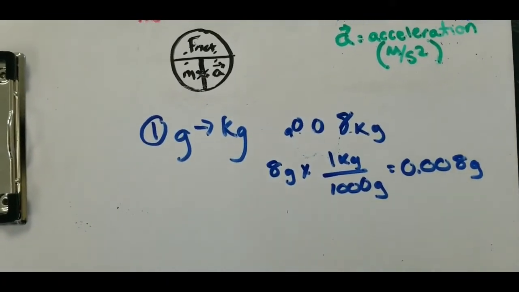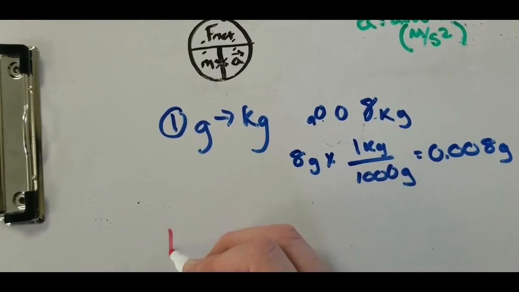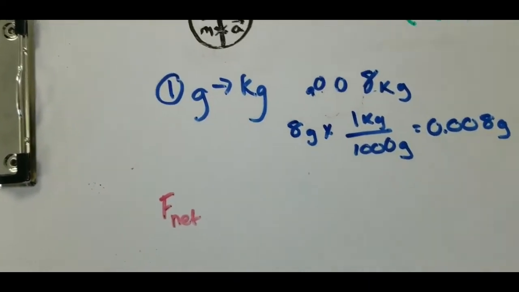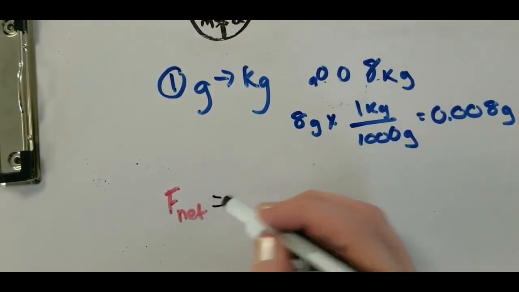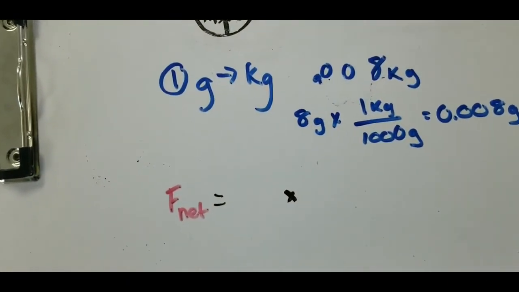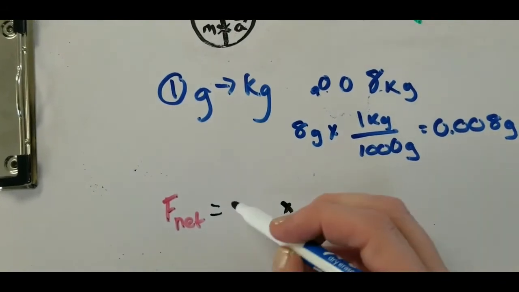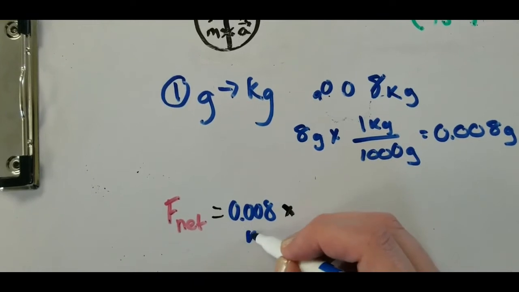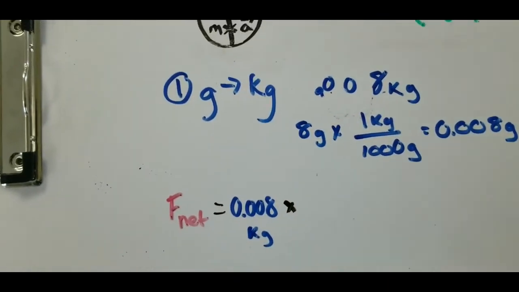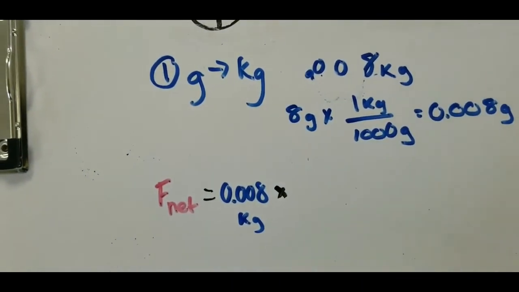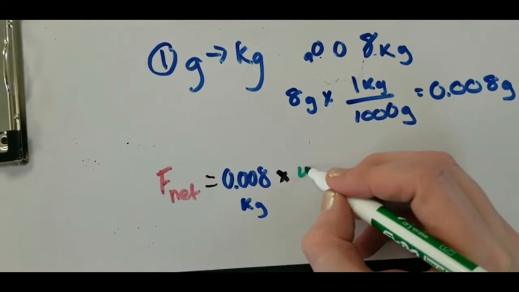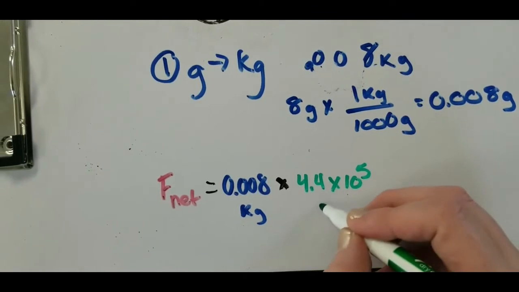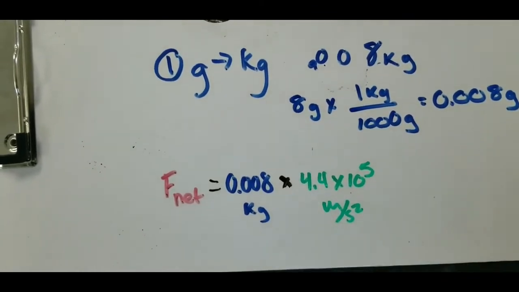For this particular problem, we do not have to rearrange our equation. We are looking at force, and we're going to multiply that. To find that, we are going to multiply the mass that we just found in kilograms by the acceleration of 4.4 times 10 to the 5th, that's meters per second squared.